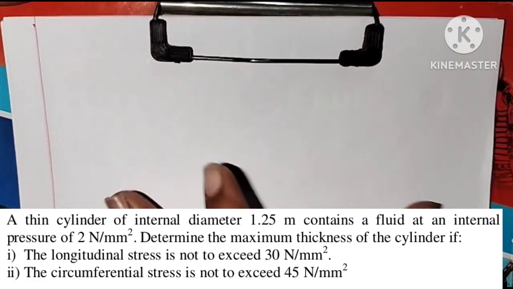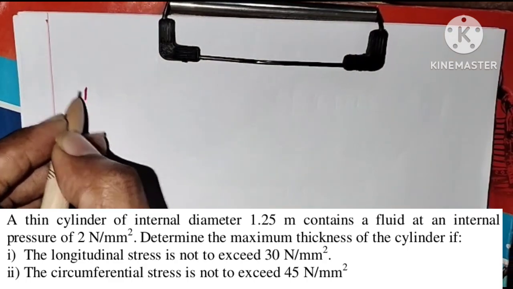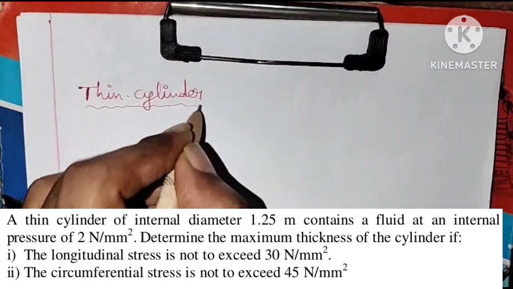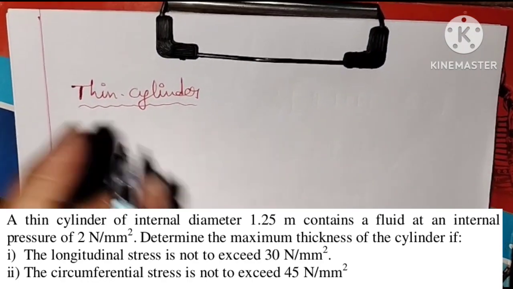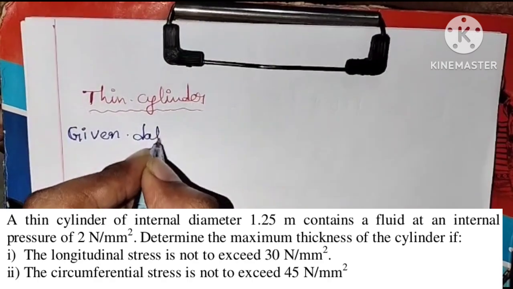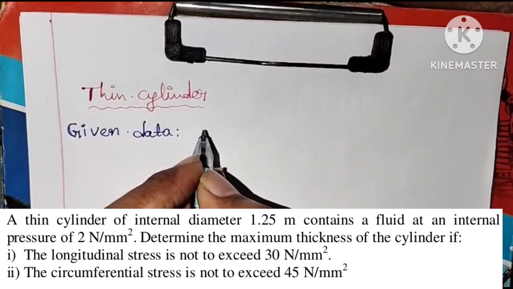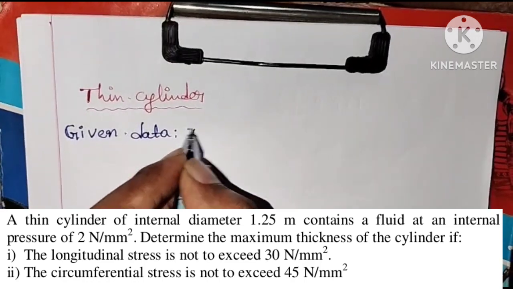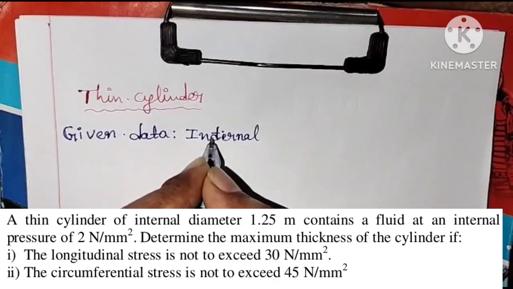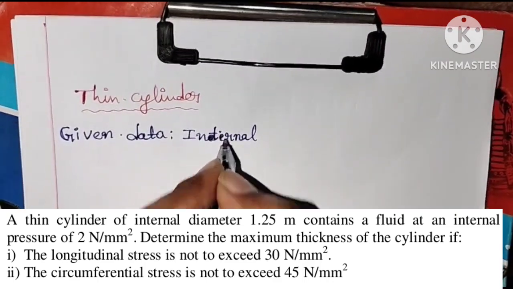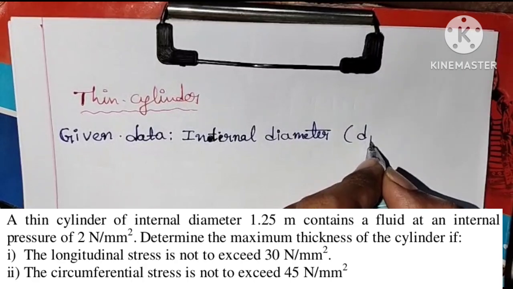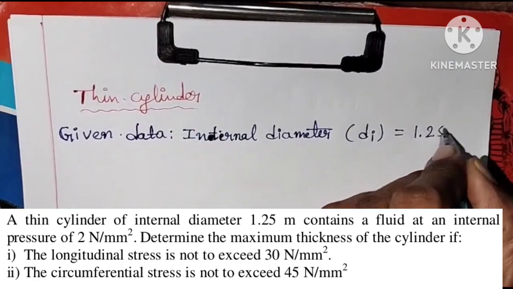Okay, so here he clearly mentioned it's a thin cylinder. Now the given cylinder is a thin cylinder. So first of all, let us list out the given data. First, he gave the internal diameter of the thin cylinder. So internal diameter di is equal to 1.25 meters.